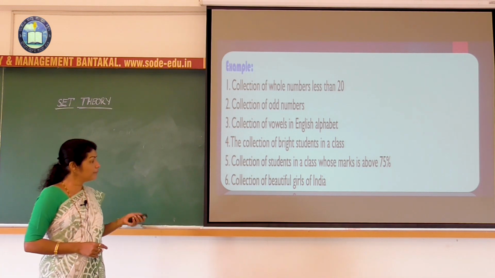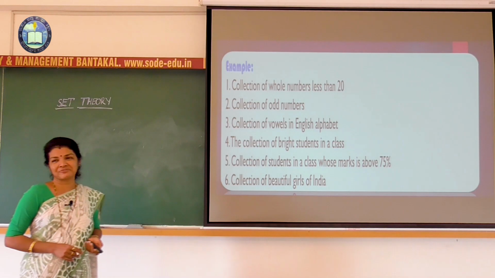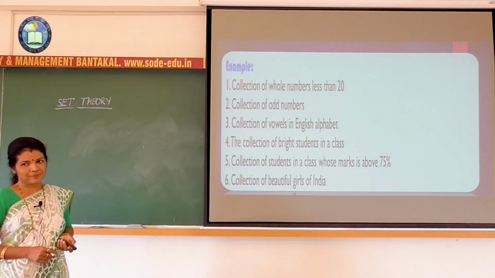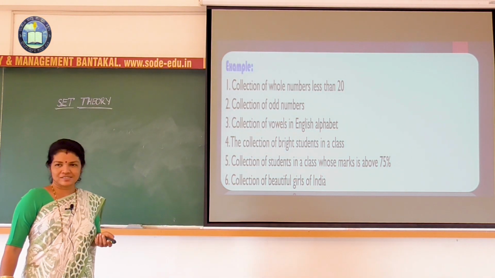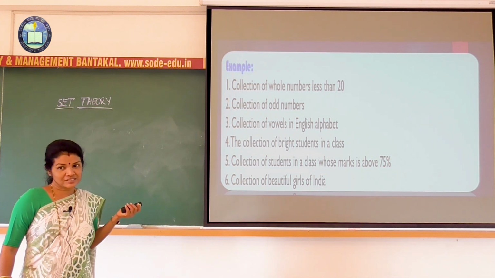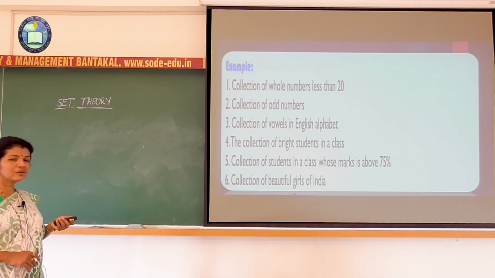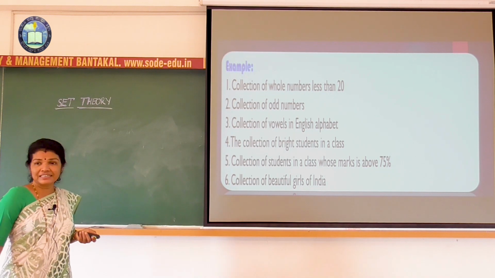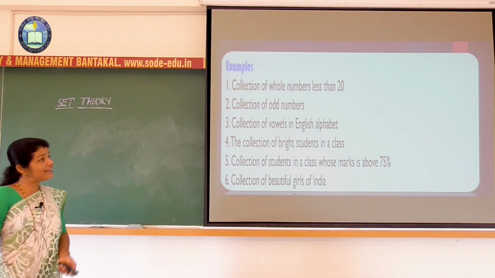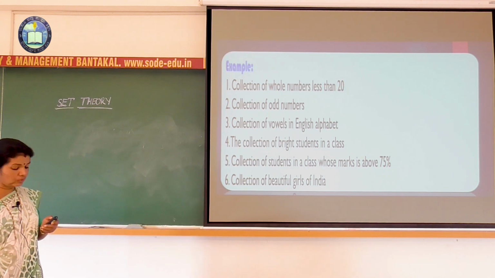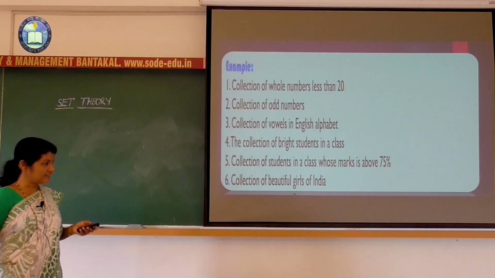Consider the last example, collection of beautiful girls of India. This also varies from person to person, so the answer is not fixed at all, so this is not well defined, so this does not form a set. So we can conclude that any collection cannot be a set; a well defined collection of objects only forms a set, right?